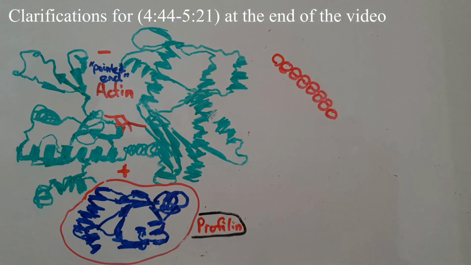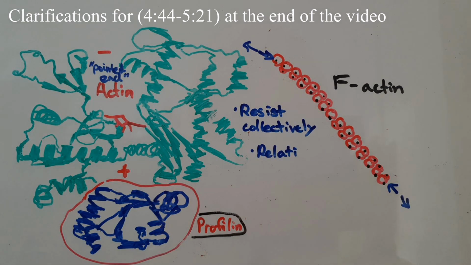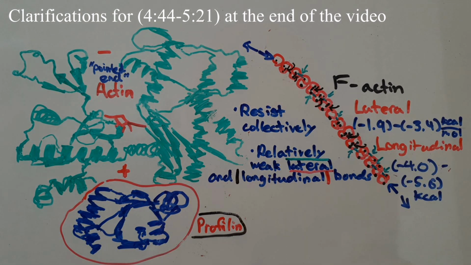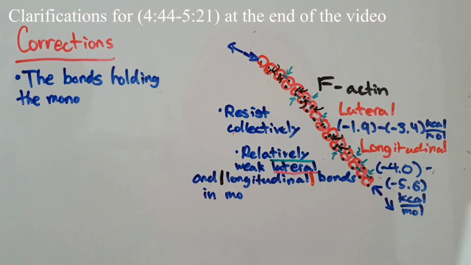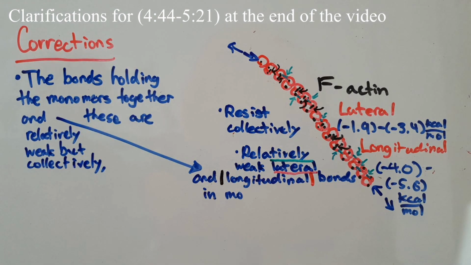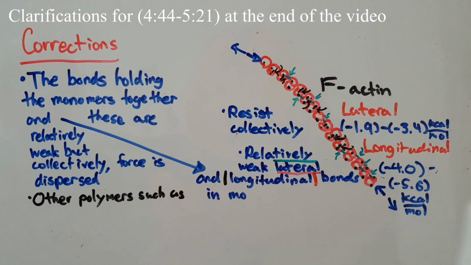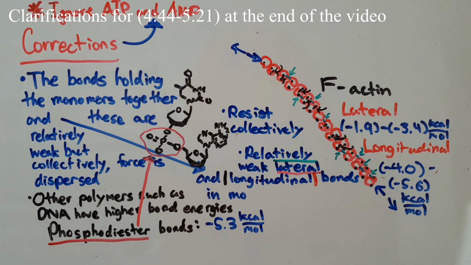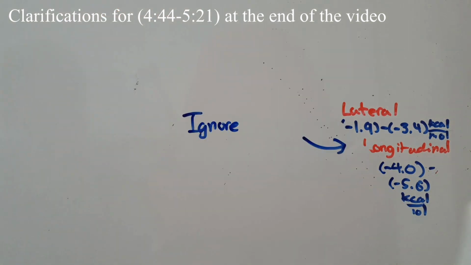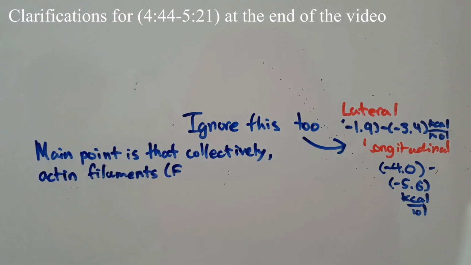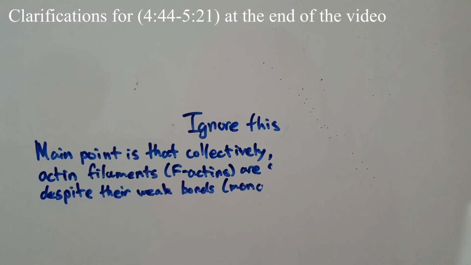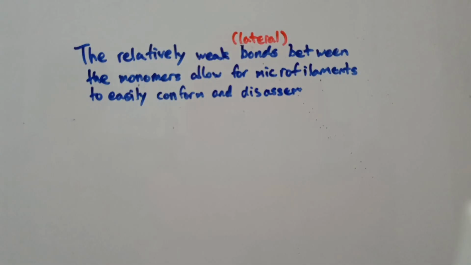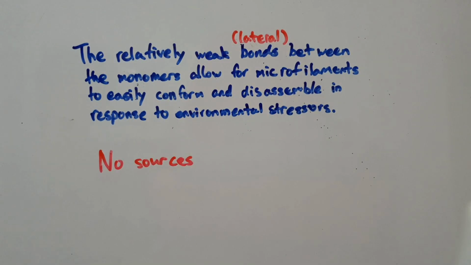the G-actin with ADP. One thing to mention here is that while the F-actins can resist a lot of stress and pressure, they have relatively weak non-covalent lateral and longitudinal bonds, with free energies of -1.9 to -3.4 kilocalories per mole, and -4.0 to -5.6 kilocalories per mole, compared to the relatively strong covalent phosphodiester bonds supporting the monomers, with a free energy excluding the hydrolyzation energy of ATP to AMP and 2-phosphates calories per mole, allowing the microfilaments to easily conform and change shape in response to environmental stresses.